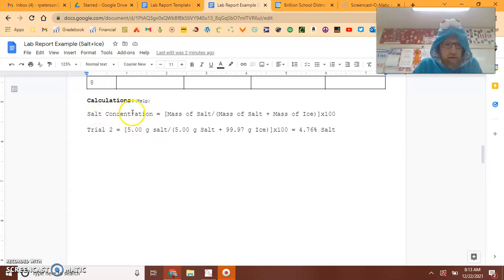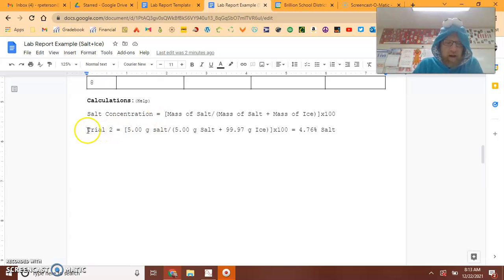To calculate the concentration of salt, I write it out: it equals the mass of the salt divided by the total of the salt and the ice added together, and because it's a percent, we multiply that by 100. So type out the calculation. It might be useful to draw the calculation if it's a complex one with a big fraction or something like that, or to use a LaTeX editor in order to make that image.